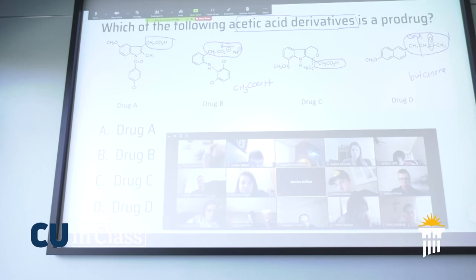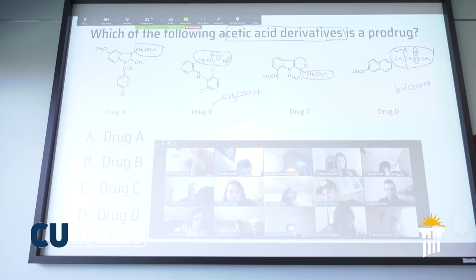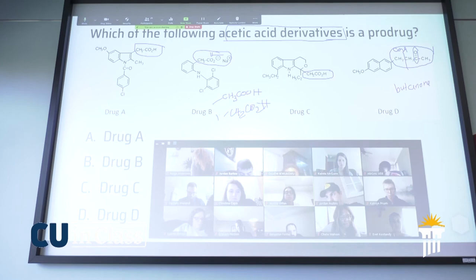All right. Let's draw the structure of acetic acid. This is acetic acid, CH3COOH. So all of these have a substituent that replaces one of the hydrogens, so that CH2COOH is the acetic acid moiety. That comes directly from acetic acid. So in acetic acid, this is H. In these molecules, this is R.